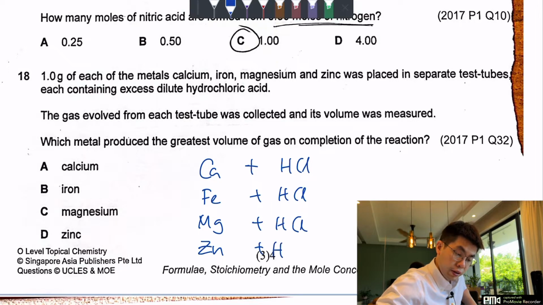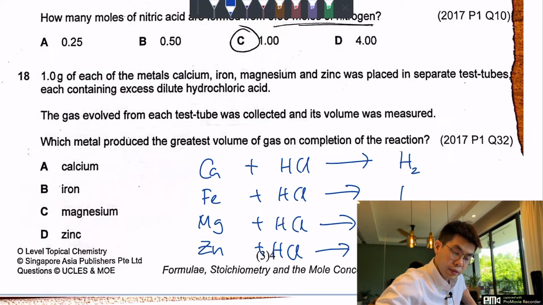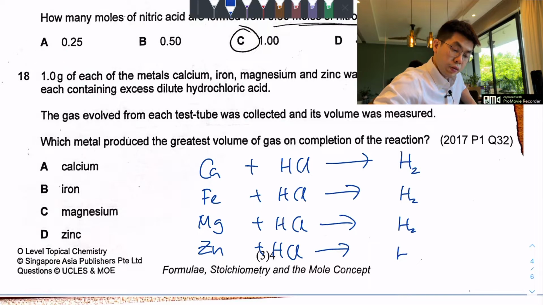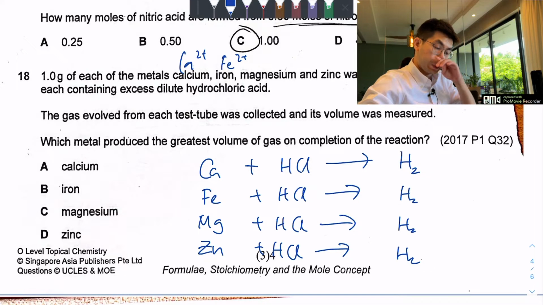Right? They all react with HCl, and they will all produce salt plus hydrogen gas. So the reason why they chose these metals is because all of these metals will form a 2+ charge. They will all be 2+, so the mole ratio of metal to gas will always be the same. It's always 1:1. Okay? So they use 1 gram of each.